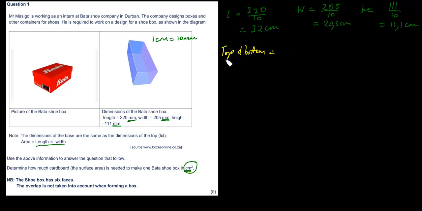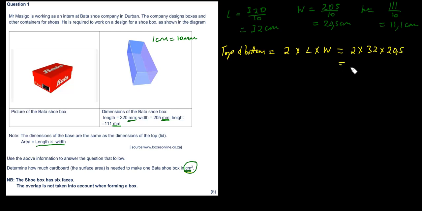What is top and bottom here? We know that there are two, so we're going to be saying 2 times. It means that we have got two sides, but what are we going to do here? Length times what? Width. That's what we know. So what is that? It's going to be 2 times our length, which is 32, times our width, which is 20,5.